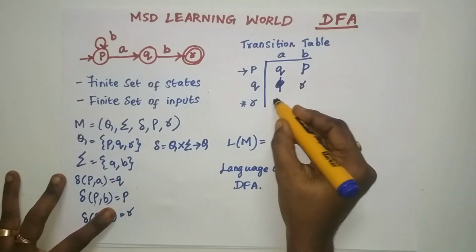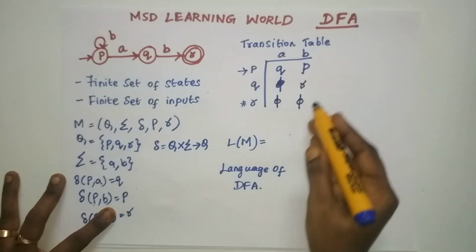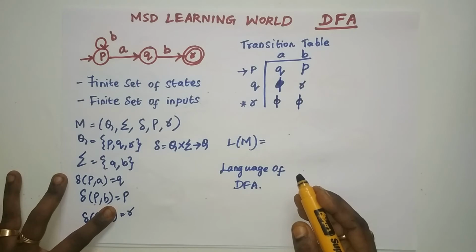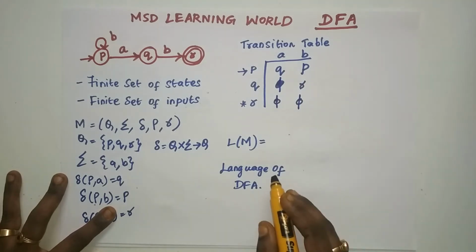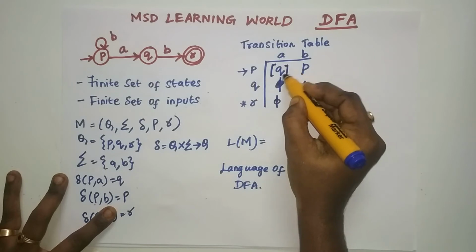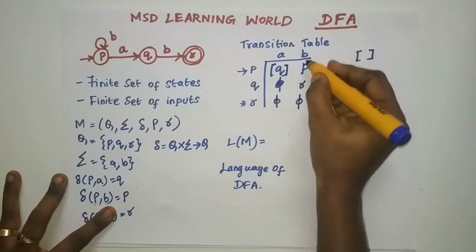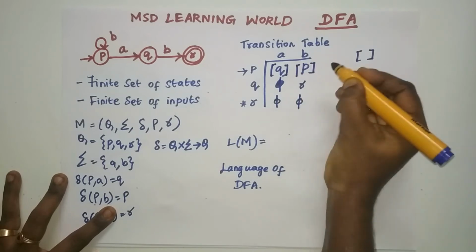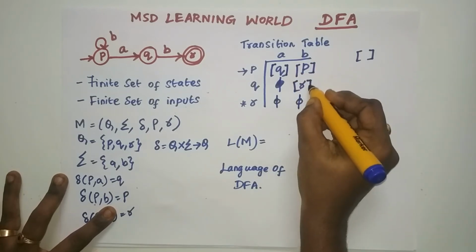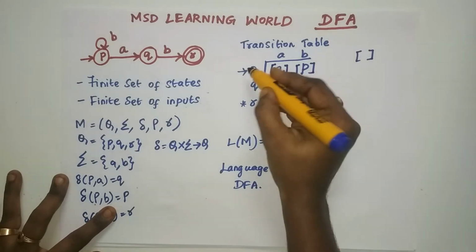R, A, it is phi. R, B, it is phi. So this is represented as a DFA. Whenever you are drawing a DFA, since it is deterministic, P, A goes to a single state. So the single state is represented by this bracket. And P, B goes to P. Q, B goes to R. So this is the representation for the deterministic finite automata.